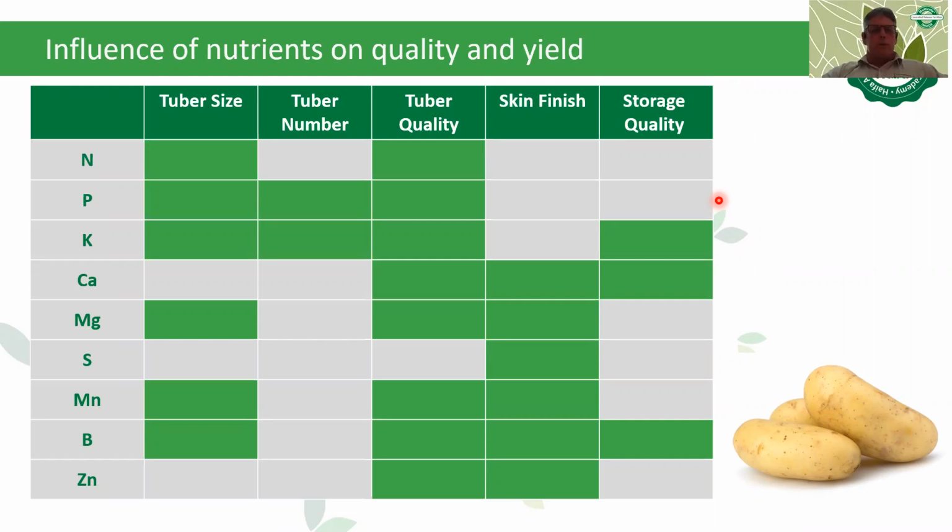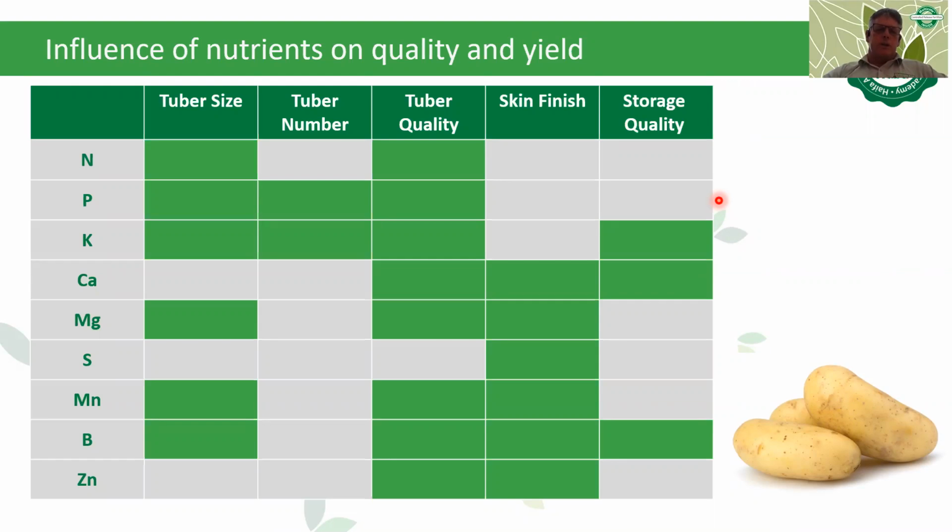plant or tuber quality. So tuber size is basically nitrogen, phosphate, potassium, magnesium, manganese, and boron. The number of tubers, the initiation will obviously be your phosphate and your potassium, having sufficient levels of that. The nitrogen isn't there, but it's critical that the nitrogen is not too high at that stage.